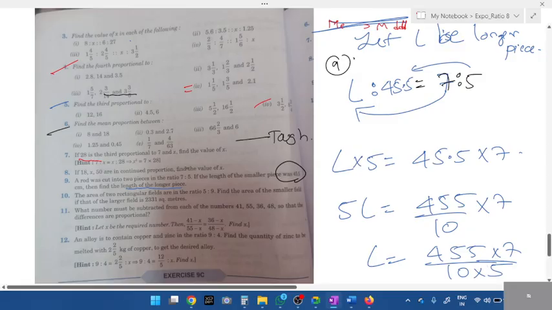We are just comparing the ratio, students. Just because they told smaller piece, I took 45.5. Make a note. That's it for today. Remaining questions, we'll do it tomorrow.